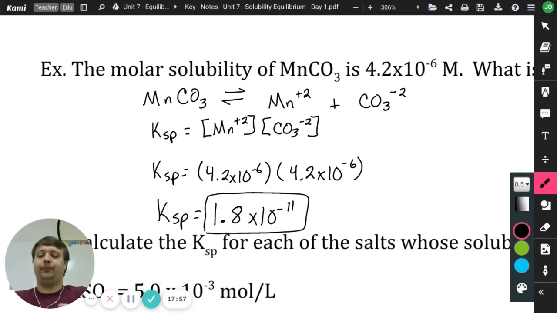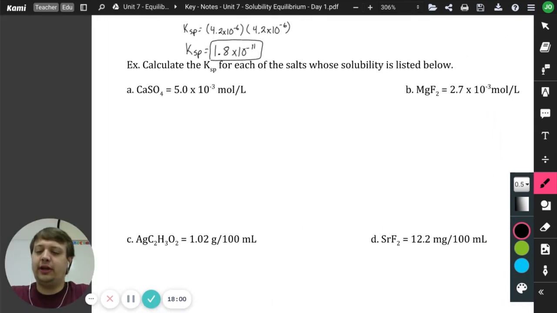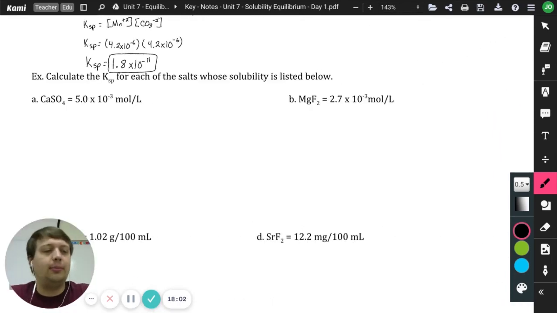So I am actually going to leave these next 4 problems for y'all to do as practice. You can always come back in and double check these later, but I wanted to leave these as practice for y'all to do.